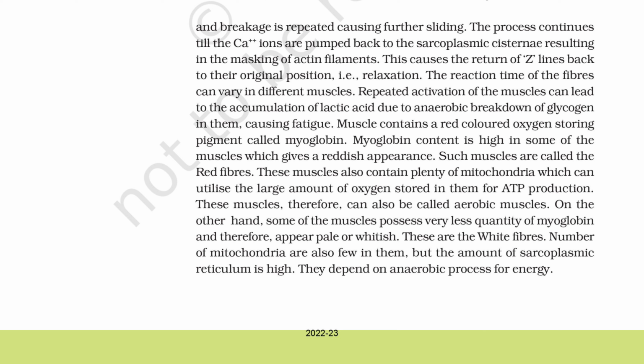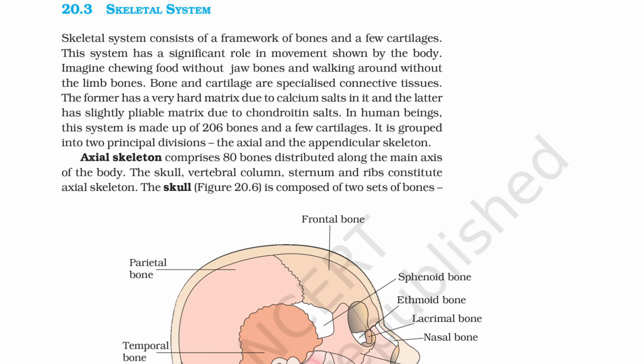These muscles also contain plenty of mitochondria, which can utilize the large amount of oxygen stored in them for ATP production. These muscles, therefore, can also be called aerobic muscles. On the other hand, some of the muscles possess very little myoglobin and therefore appear pale or whitish. These are the white fibers. The number of mitochondria is also low in them, but the amount of sarcoplasmic reticulum is high. They depend on anaerobic processes for energy.